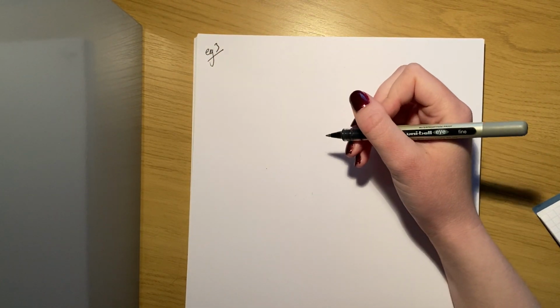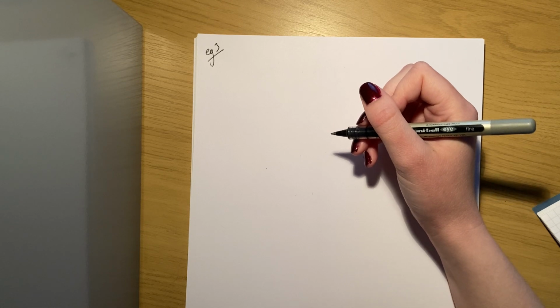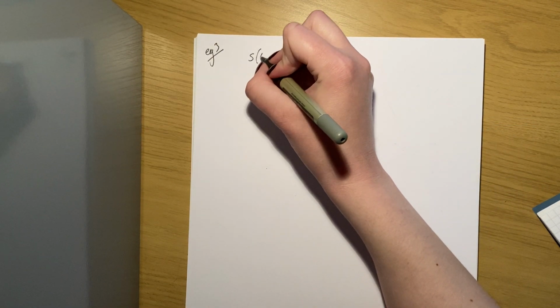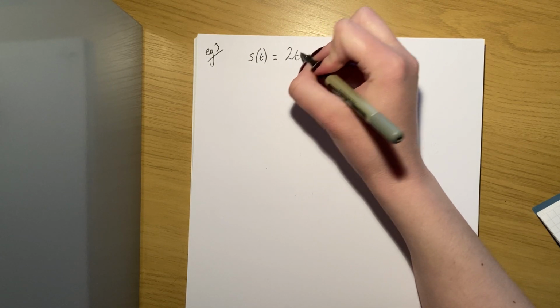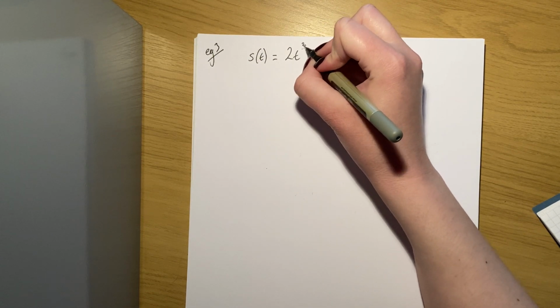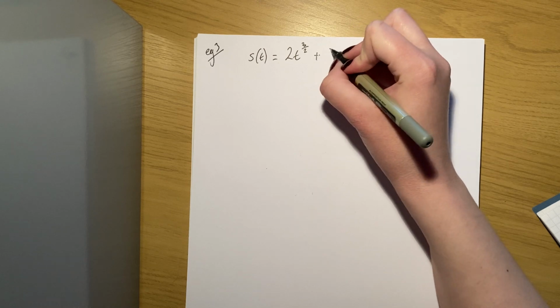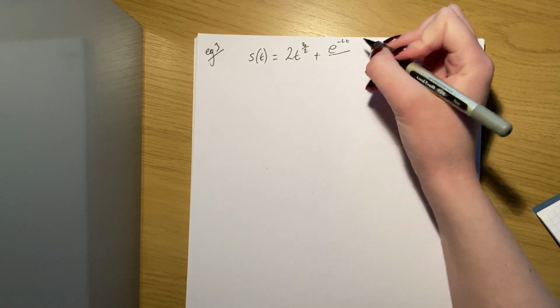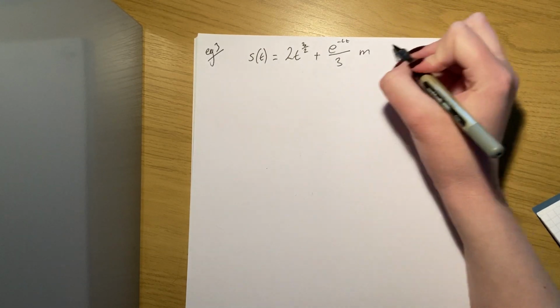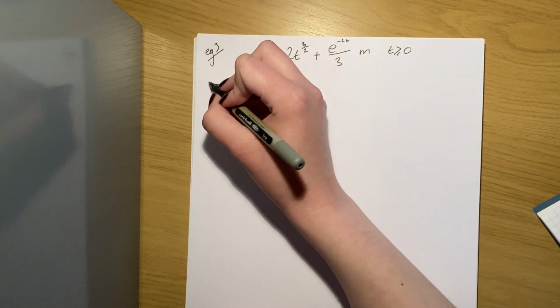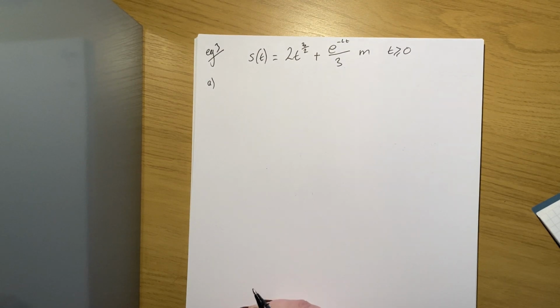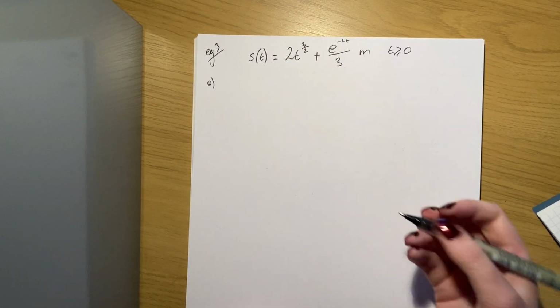Final example. A particle of mass 6 kilograms is moving on the positive x-axis. At time t seconds, the displacement s of the particle from the origin is given by s equals 2t to the power of 3 over 2 plus e to the power of -2t over 3 metres, where t is greater than or equal to 0. Find the velocity of the particle when t is equal to 1.5.